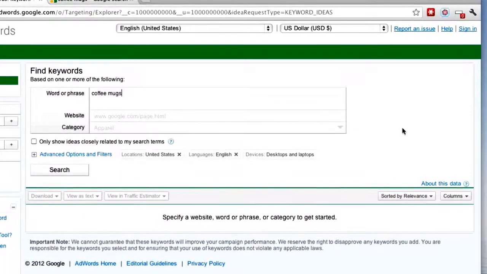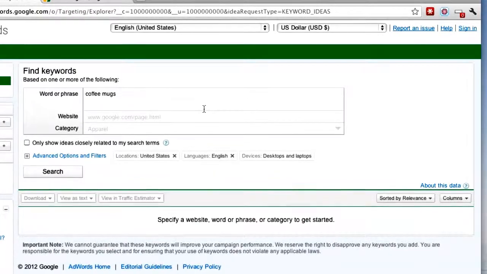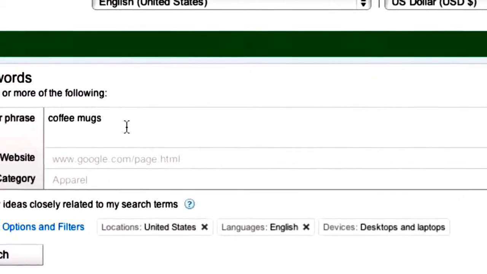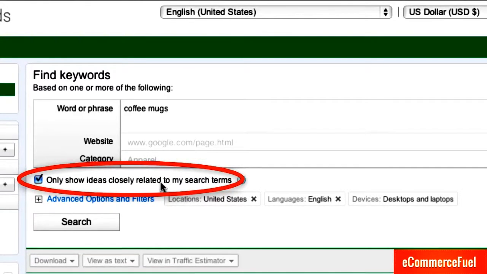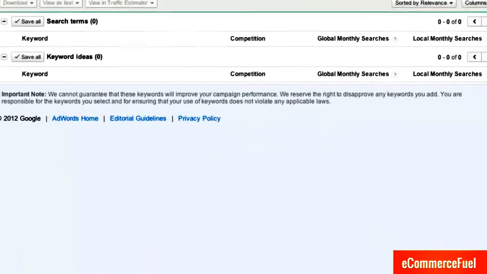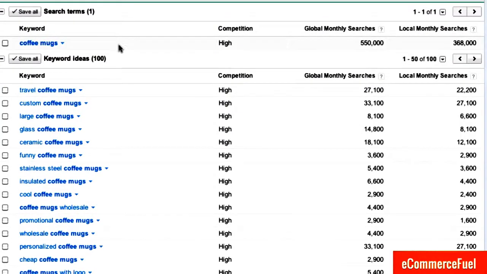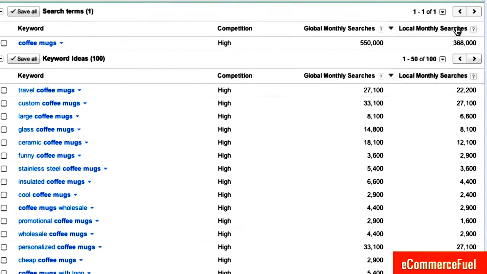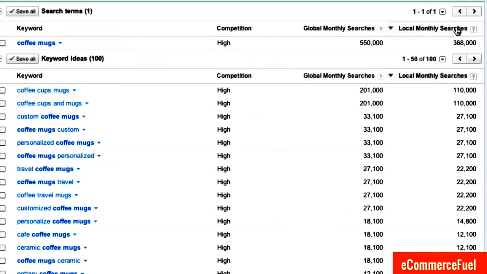So as you can see here, I've got the Keyword Tool page open, and we're going to go ahead and use coffee mugs for this. If you run any queries, I suggest clicking this Only Show Ideas closely related to my search terms box. It'll give you much better results out of the gates. And I like to search by local monthly search volume to begin with.